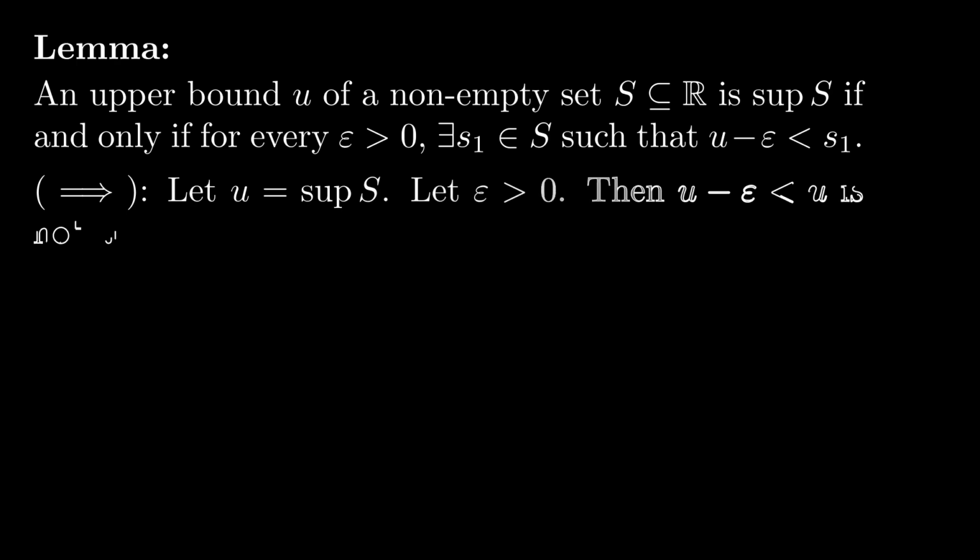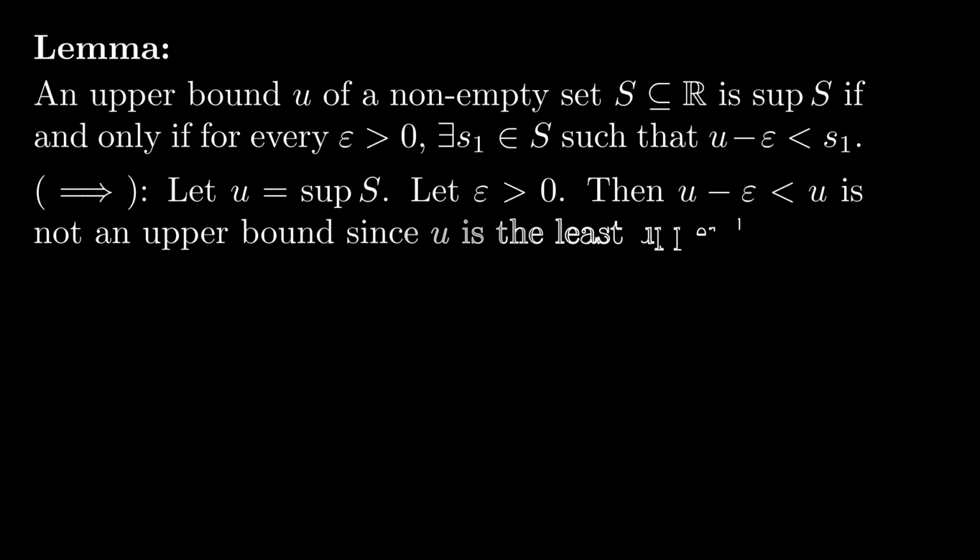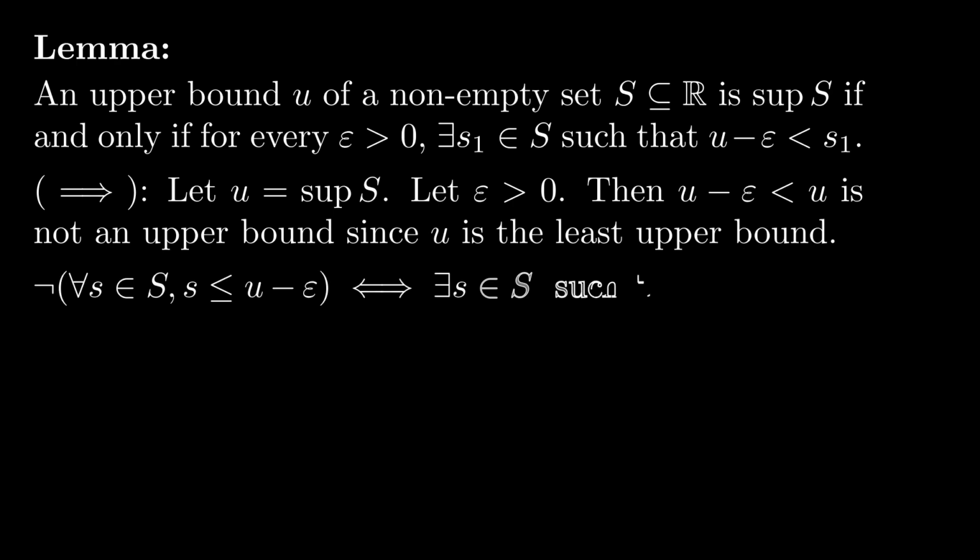Let epsilon be greater than 0. Then U minus epsilon, which is less than U, is not an upper bound since U is the least upper bound. So the statement s is less than or equal to U minus epsilon for any s in the set S is false, which is equivalent to saying that there exists some s in the set S such that s is strictly greater than U minus epsilon.